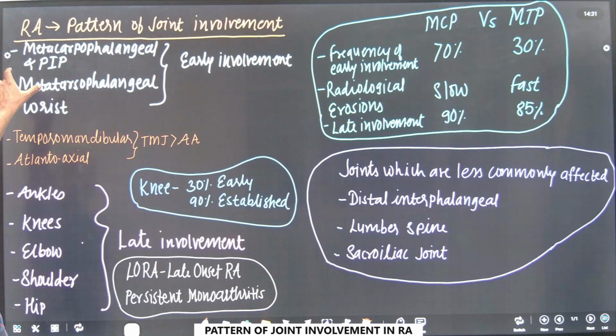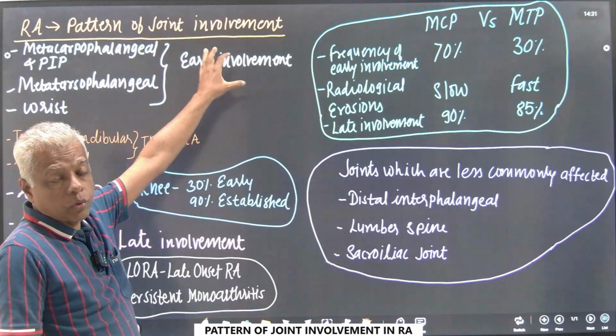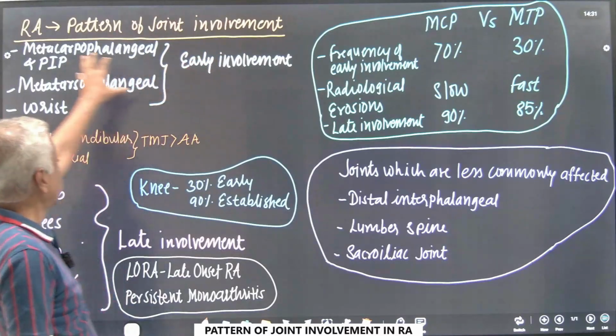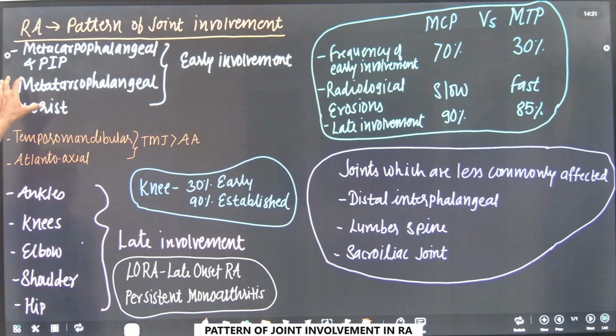So see here, the metacarpophalangeal joint, proximal interphalangeal joint, metatarsophalangeal joint and the wrist may be involved earlier in the disease. So for early involvement, we have taken the wrist, metatarsophalangeal, metacarpophalangeal and the proximal interphalangeal joints. In the late involvement of the disease, see, knee joint, elbow, ankles, shoulder, hip joint, those we take in the late involvement of the disease. There are exclusions there, we will see that, but these are the joints which are more likely to be involved once the disease is achieving its chronic phase.